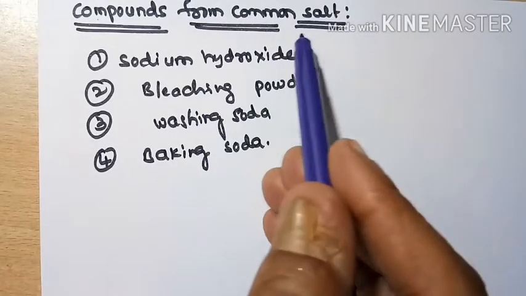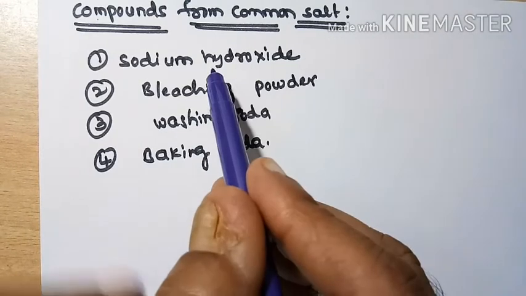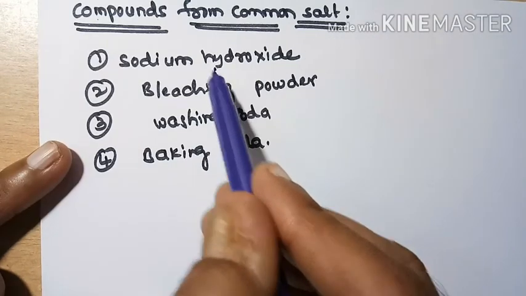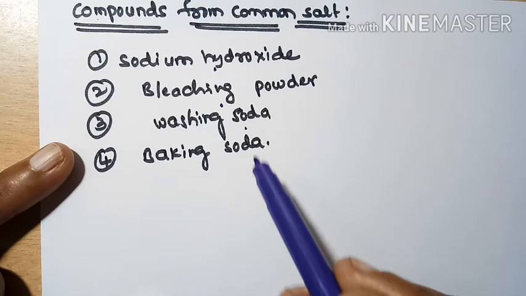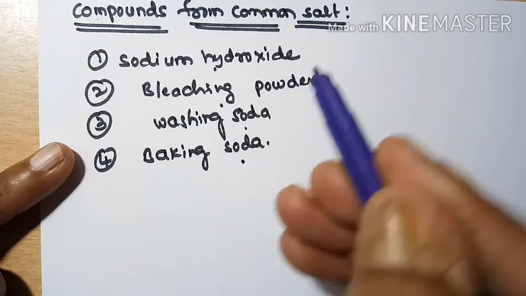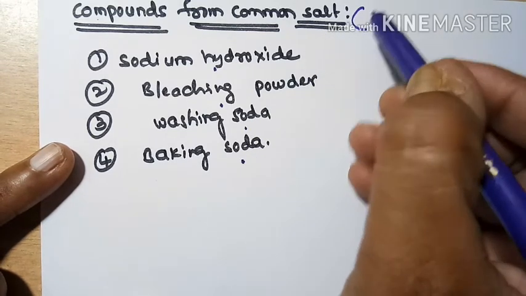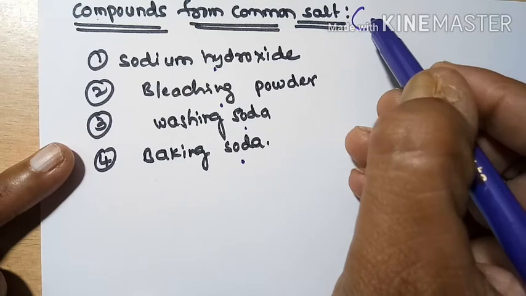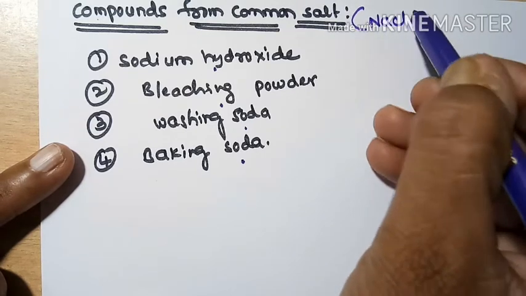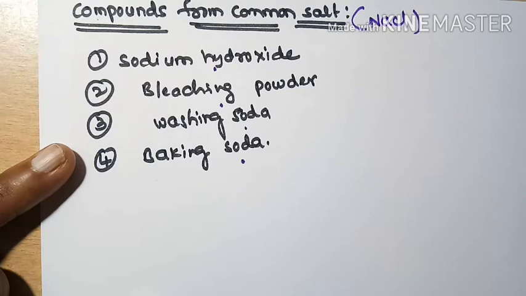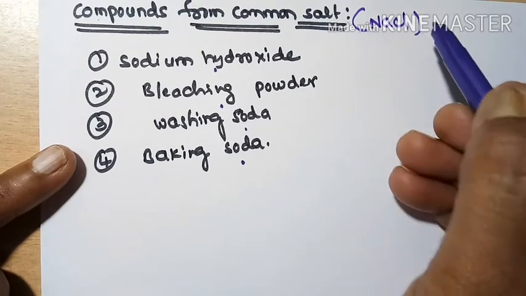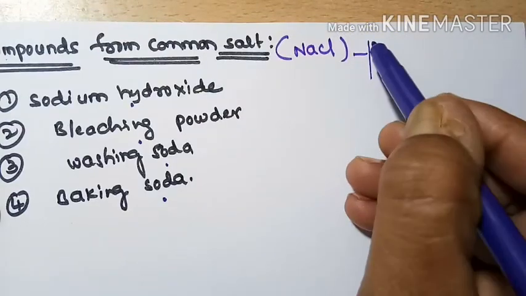Now let us discuss lecture number 26. Let me start: compounds from common salt. We are preparing sodium hydroxide, bleaching powder, washing soda and baking soda. So what is common salt? This common salt is called sodium chloride. Sodium chloride is considered common salt.